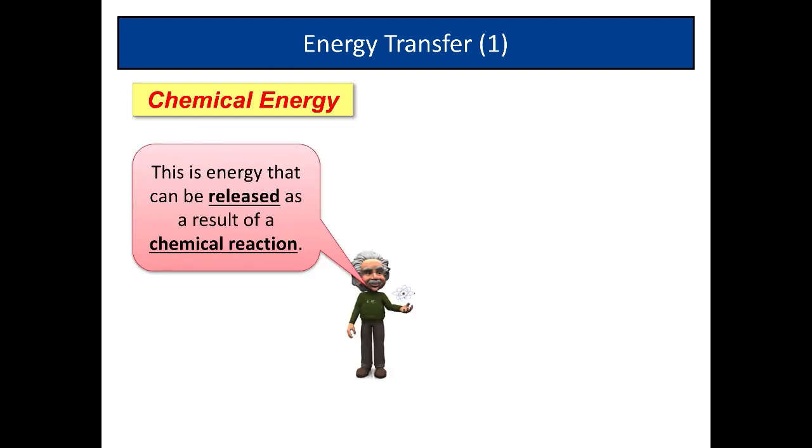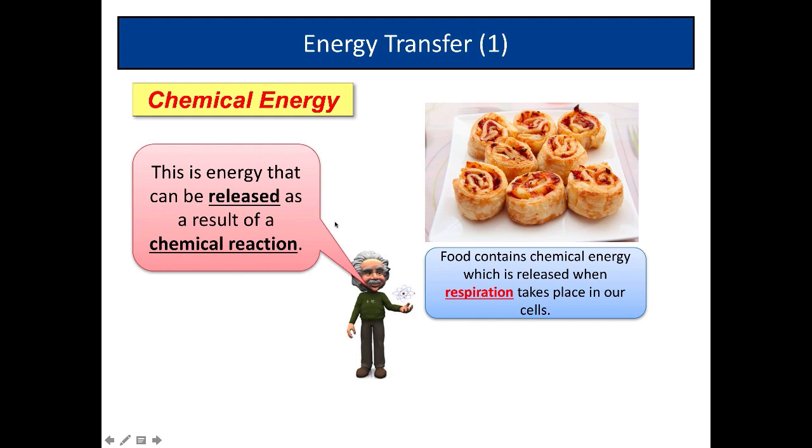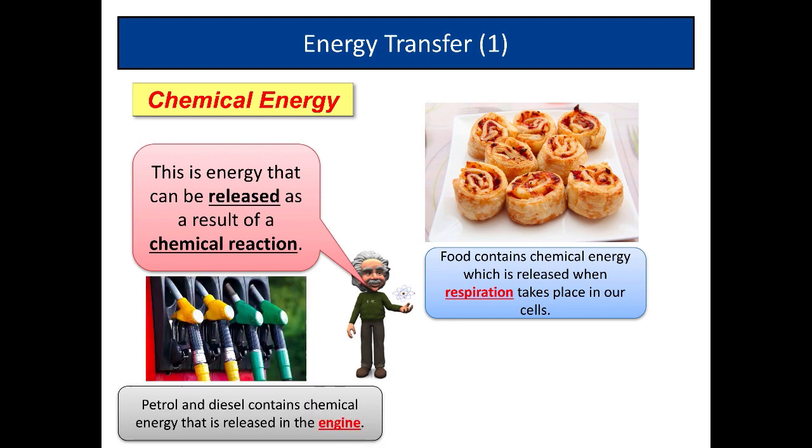Next one is chemical energy. Now this is the energy that can be released from any chemical reaction. So food contains chemical energy. Now when you consume the food and it gets into your cells, respiration takes place, and that releases the chemical energy in our cells. Another example is when you fill up your car with petrol or diesel.